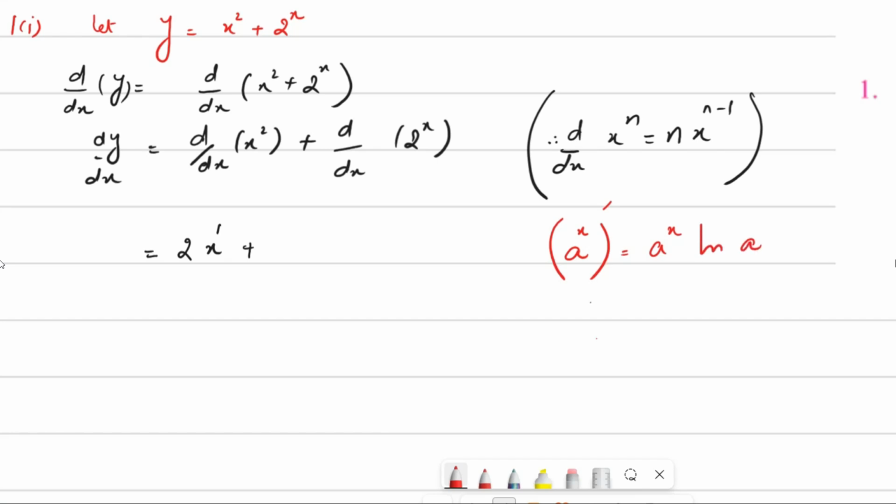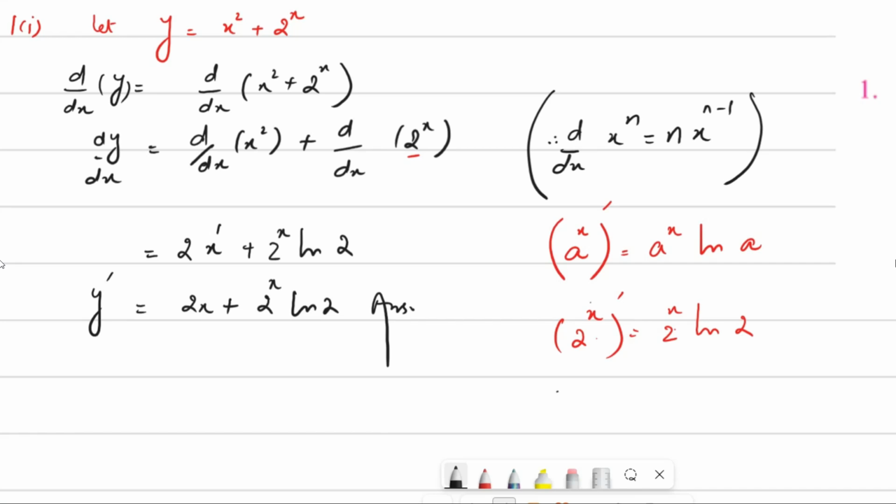And here in the place of a, it is written 2. So the derivative of 2 raised to the power x will be 2 raised to the power x ln 2. So we will write 2 raised to the power x ln 2. So its answer would be 2x plus 2 raised to the power x ln 2. So its first part is solved.